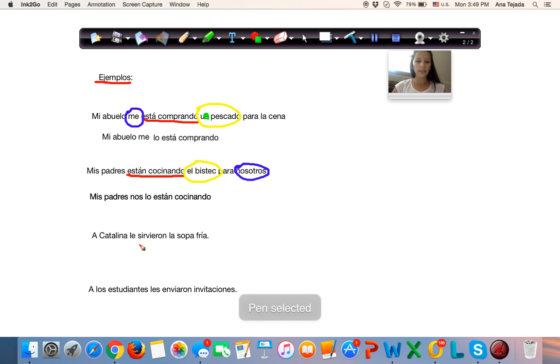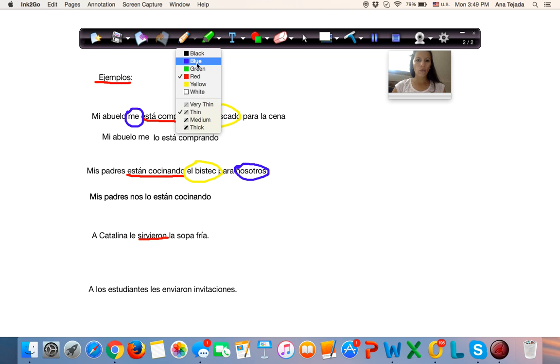Again, a Catalina le sirvieron la sopa fría. Servieron, to serve. Sopa is soup and fría is cold. What's the action? Sirvieron. For whom or to whom is this action being done? Muy bien. So this time, like you can tell, the indirect object, just like in our first example, was already given. Le. It's Catalina. A Catalina is just emphasizing that it's being served to her. Okay.